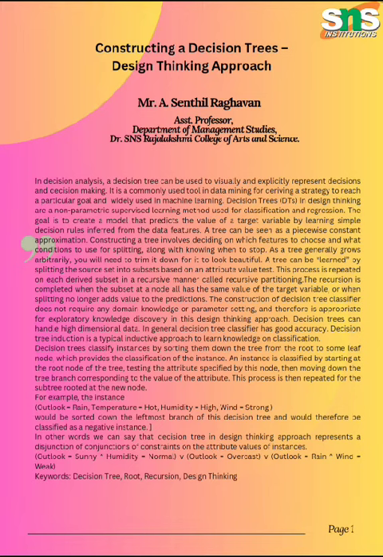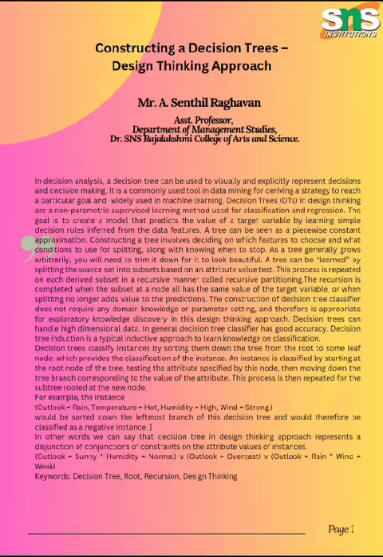Constructing a tree involves deciding on which features to use and what conditions to use for splitting, along with knowing when to stop. As a tree generally grows arbitrarily, you will need to trim it down for it to look beautiful. A tree can be learned by splitting the source set into subsets based on an attribute value test. This process is repeated on each derived subset in a recursive manner called recursive partitioning.